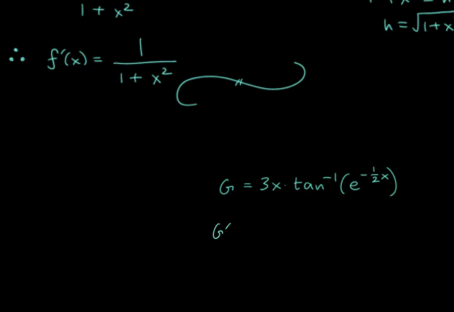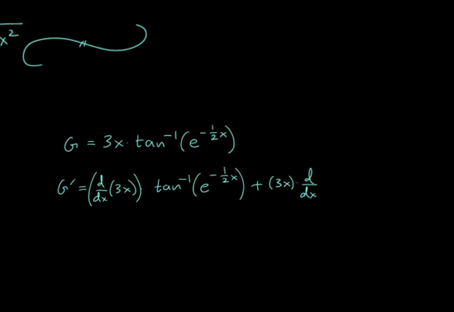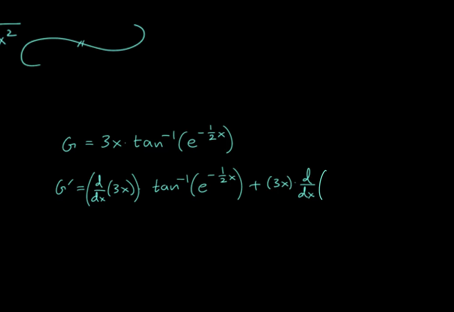Well, we have to use the product rule. This is the same thing as the derivative with respect to x of 3x times, don't touch the second function, tangent inverse of e to the negative 1/2 x, plus the first function, leave it be, times the derivative of that second function. We now know the derivative of that second function, tangent inverse of e to the negative 1/2 x.